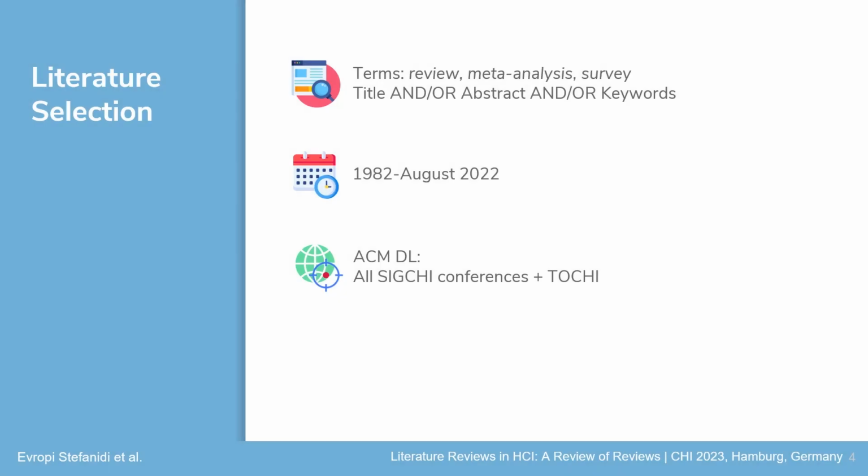For our literature selection, we searched for papers that use one or more of the search terms review, meta-analysis, survey in their title and/or their abstract and/or as one of their keywords. We used the ACM Digital Library to collect all publications from SIGCHI conferences and TOCHI from 1982 to August 2022. This led to an initial set of 111,459 papers.